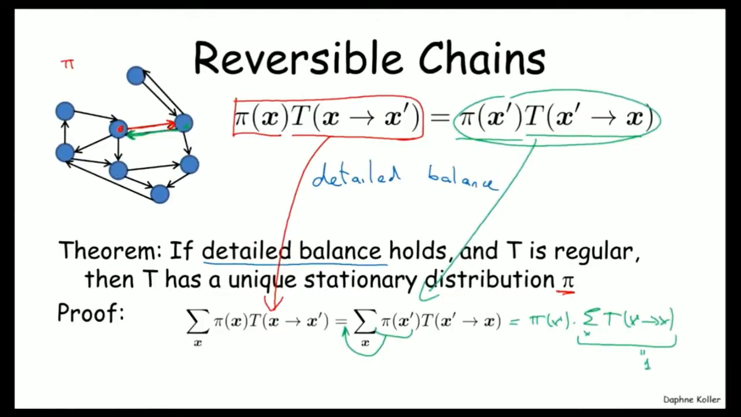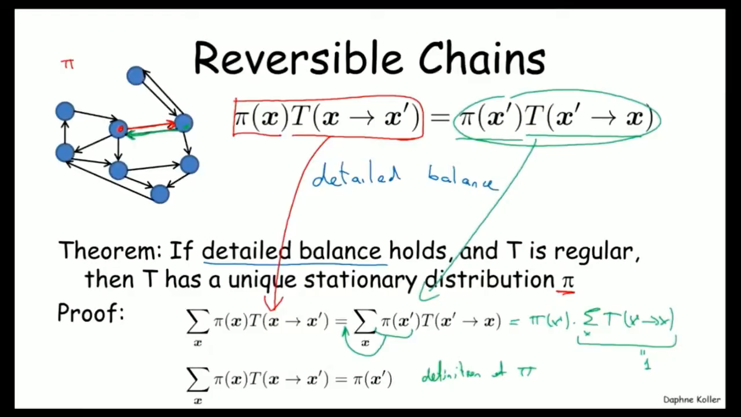And so if we rewrite what we just proved in this one-line derivation, we just proved that the sum over x of pi of x, T of x to x prime is equal to pi of x prime, which is exactly the definition of the stationary distribution. So this is a one-line proof that a chain that is reversible relative to a particular distribution pi necessarily has pi as its stationary distribution.